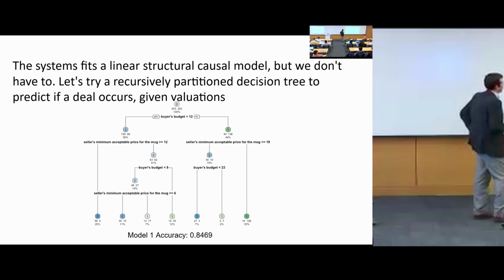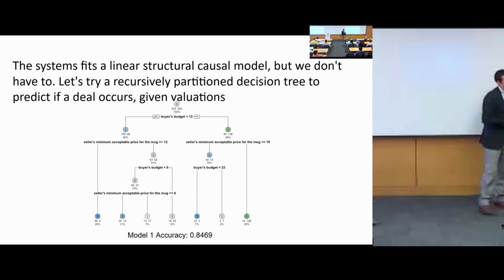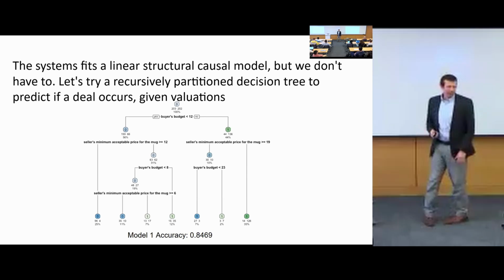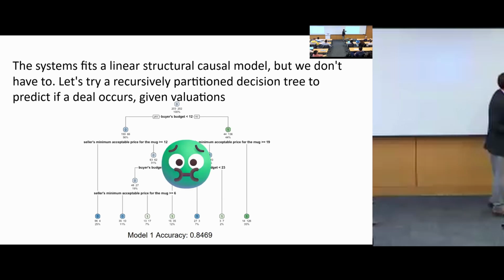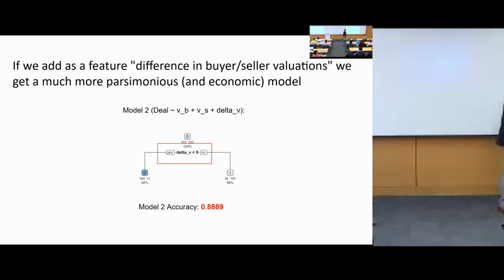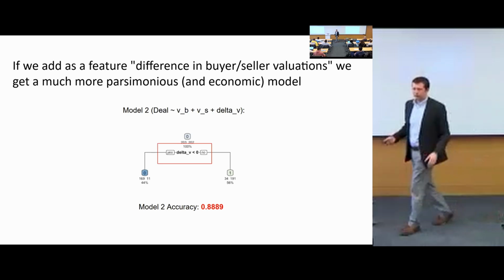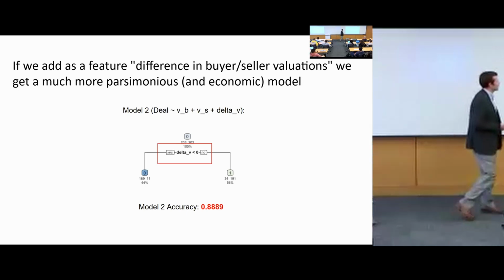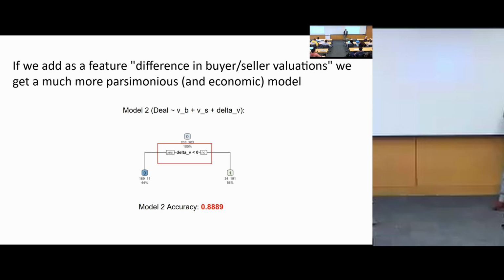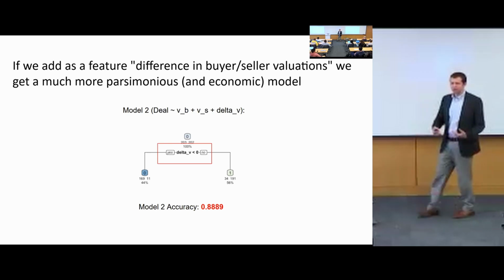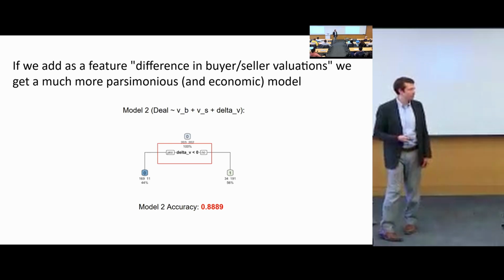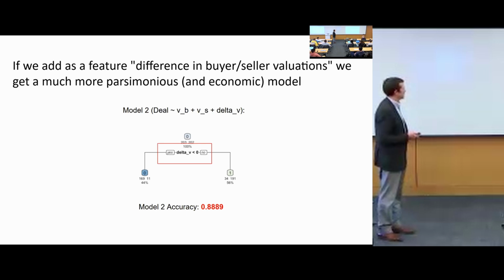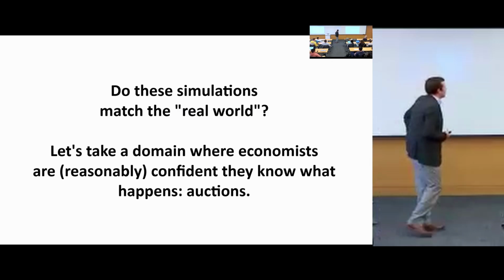So after the fact, fit a decision tree on this data, and it gets this very ugly model. But if you're an economist, you're like, well, I bet a deal is really a function of a gap in valuations. And sure enough, that's the best model you're going to find to predict whether or not a deal happens. So you can do this sort of ex post data mining on your data to see what's interesting. You're not limited by whatever SEM structure I put on.